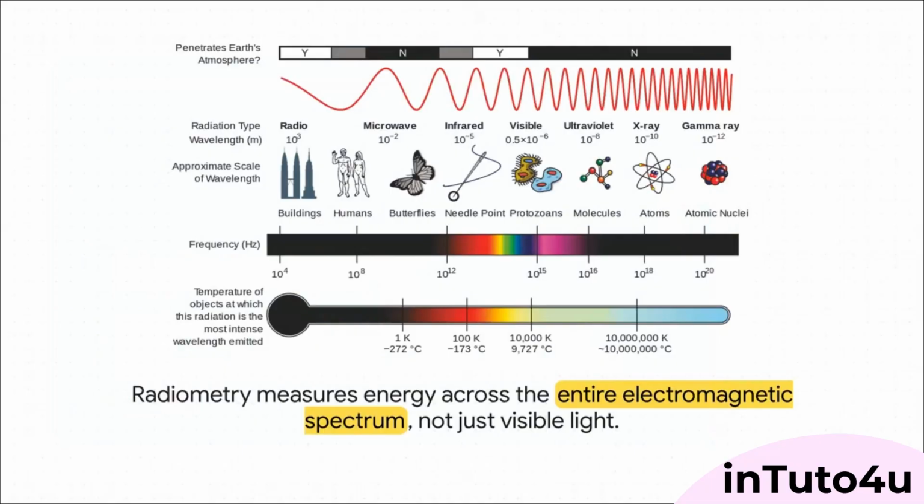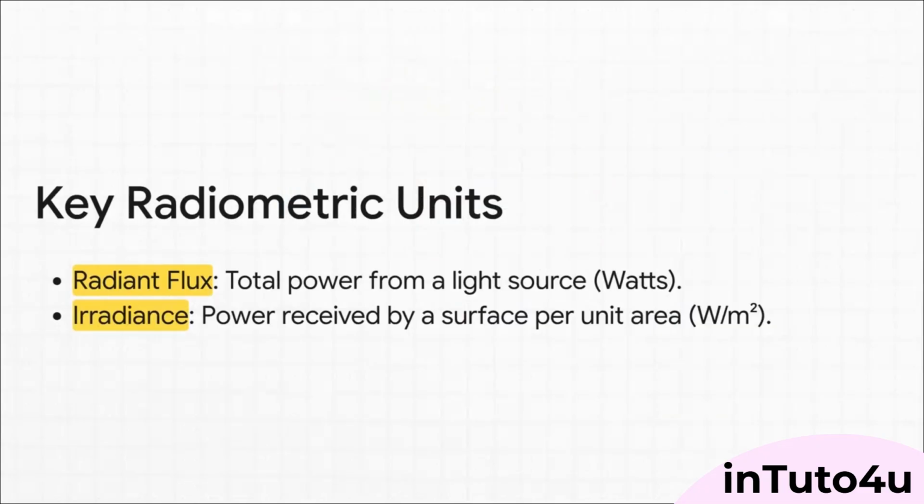And the scope of radiometry is huge. It's not just concerned with that tiny little rainbow of light that we can see. As you can see from the spectrum, it measures everything, from radio waves all the way up to gamma rays. To a radiometer, it's all just energy that needs to be counted. So in this system, the language is pretty direct. The total power shooting out of a light source, we call that radiant flux, and it's measured in watts. Yep, the same watts you see on your electricity bill. And the amount of that power that actually lands on a surface is called irradiance, which is just watts per square meter. See? It's all about raw energy.